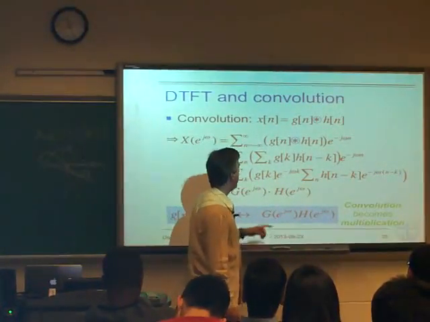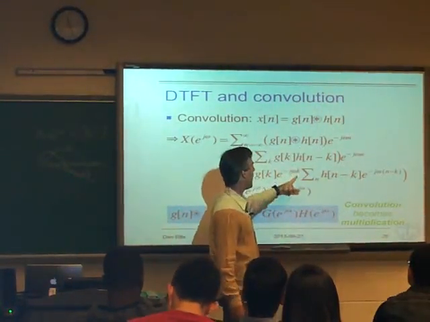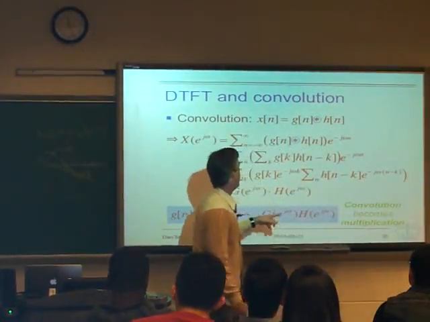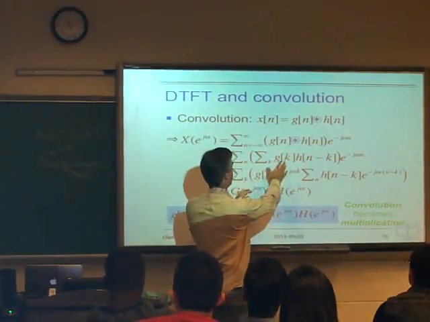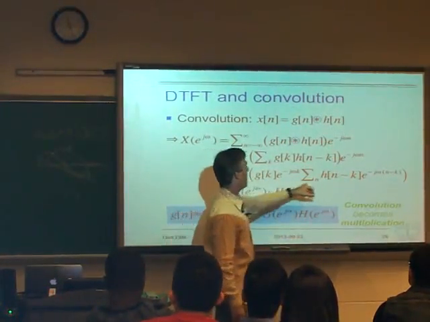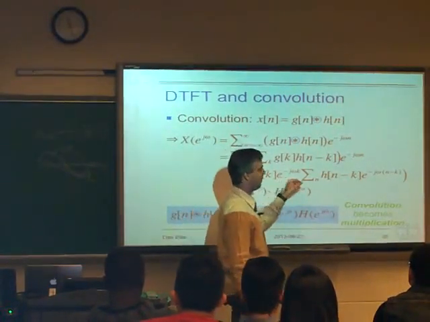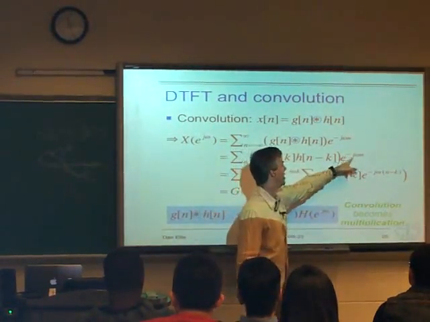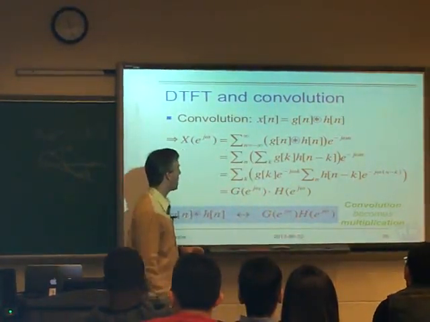Well, we can break this e to the minus j omega n into two terms: e to the minus j omega k, and then the rest, which is e to the minus j omega (n minus k). And we can rearrange these, so we can pull out the terms that don't depend on n outside of the summation over n, and leave the summation over n in here. We had to know what we were trying to do to arbitrarily break this into two pieces, but you can see that it's legal, that it worked.